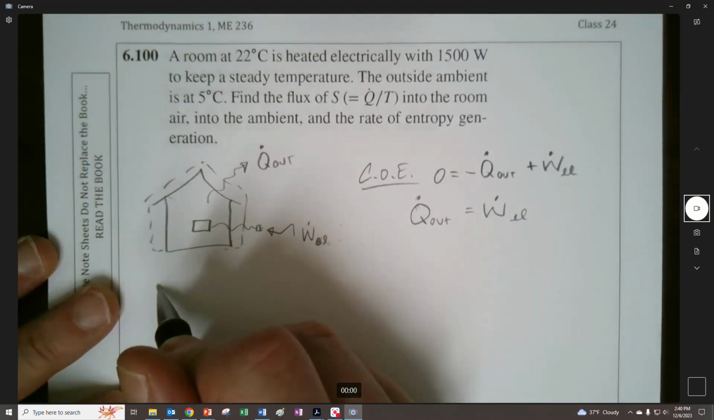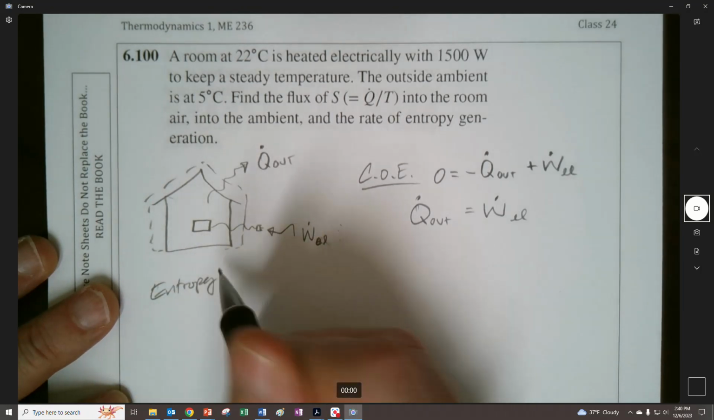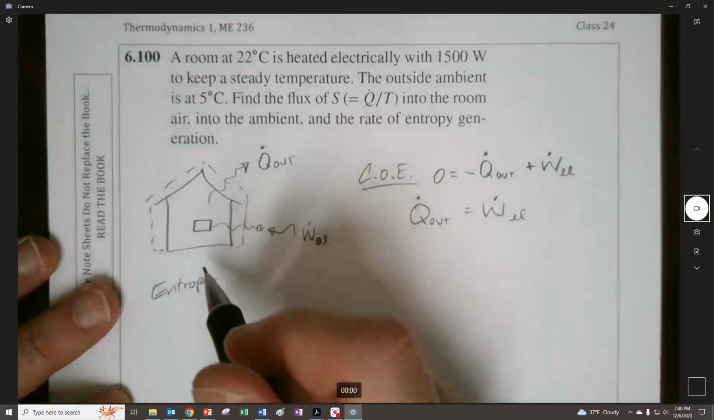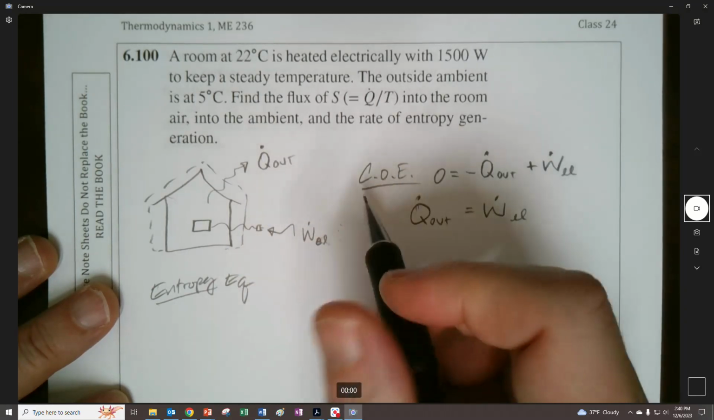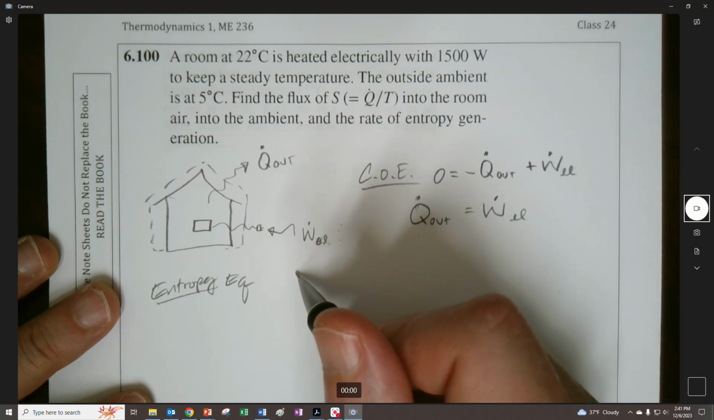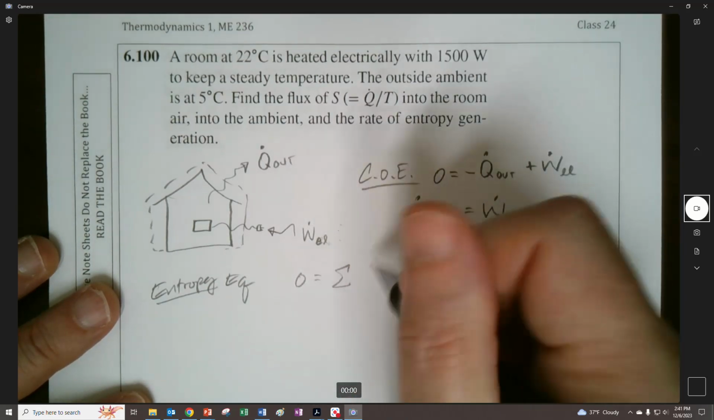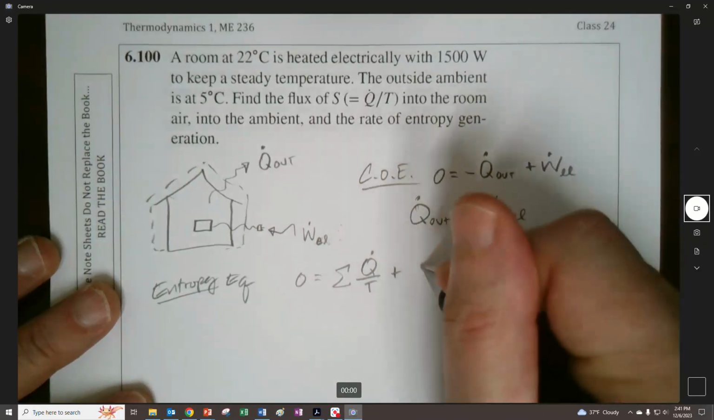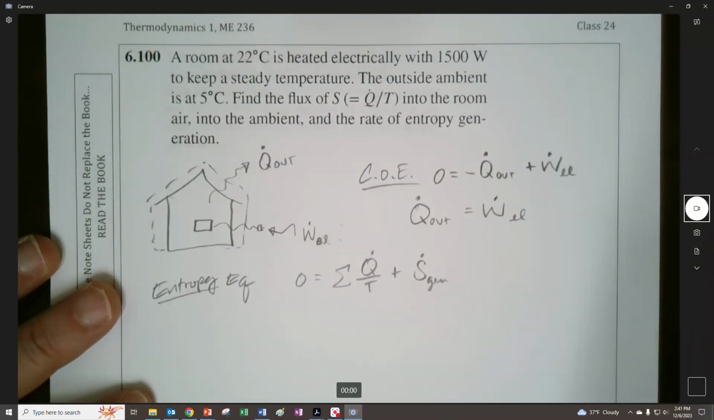Let's go ahead and do the entropy. Some people say conservation of entropy. I don't like that because we're generating entropy, so it's not really conserved. They just call it the entropy equation. We're accounting for the entropy. So that's going to be equal to the summation of the Q over T plus the rate of generation.